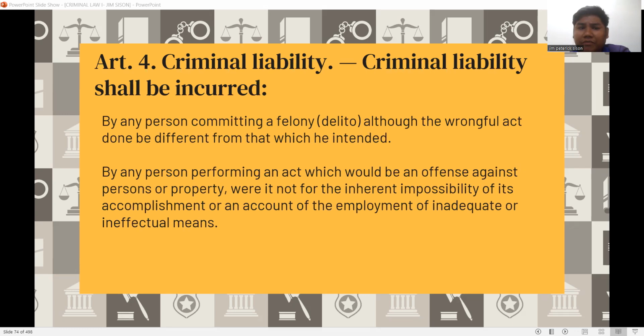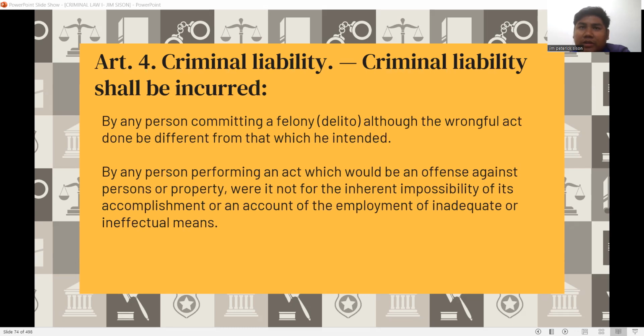Although the wrongful act done be different from that which he intended. One good example of this is mistake in identity or error in personae. Say A shot B, not knowing that it was C. He thought it was B, but the one he killed is C. So that's mistake in identity or error in personae. Or aberratio ictus, or mistake in the blow. So A fired a gun, but as a result, due to poor aim, B was hit. So that's aberratio ictus, or mistake in the blow.